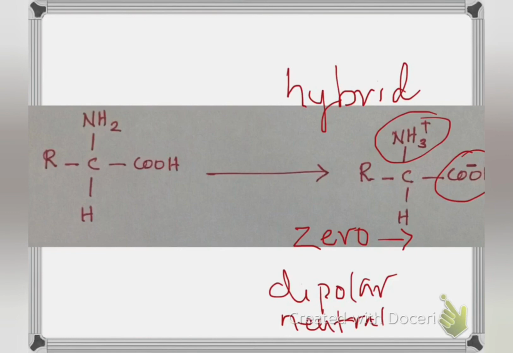So this is the property of an amino acid that can act as a base and an acid, and they are known as amphoteric substances. This is about the Zwitter ion.